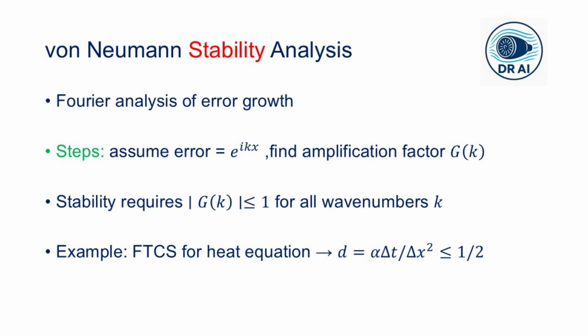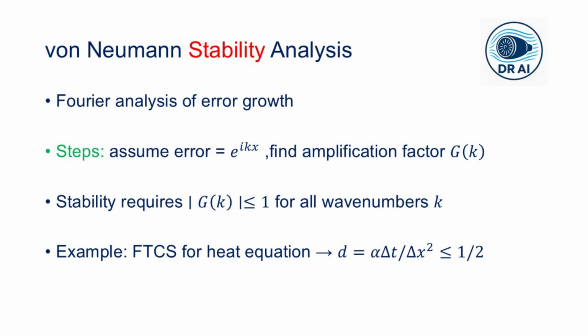all wave numbers k. For example, for the forward time, central space FTCS scheme for the heat equation, von Neumann stability analysis yields G equals 1 minus 2D times (1 minus cos of k delta x), where D equals alpha delta t divided by delta x squared. This condition, which means the modulus of the amplification factor must be less than or equal to 1 for all k, leads to D less than or equal to half. So this is the diffusion stability limit.